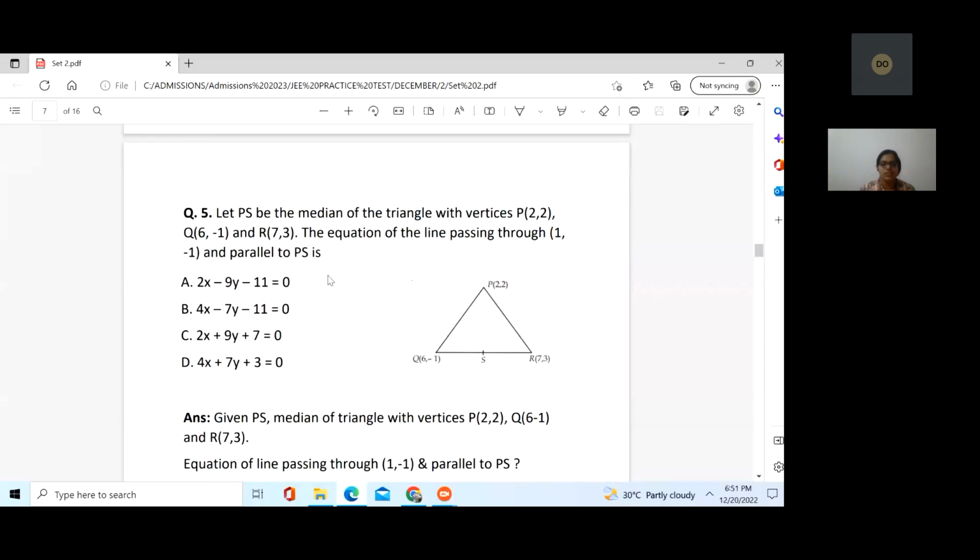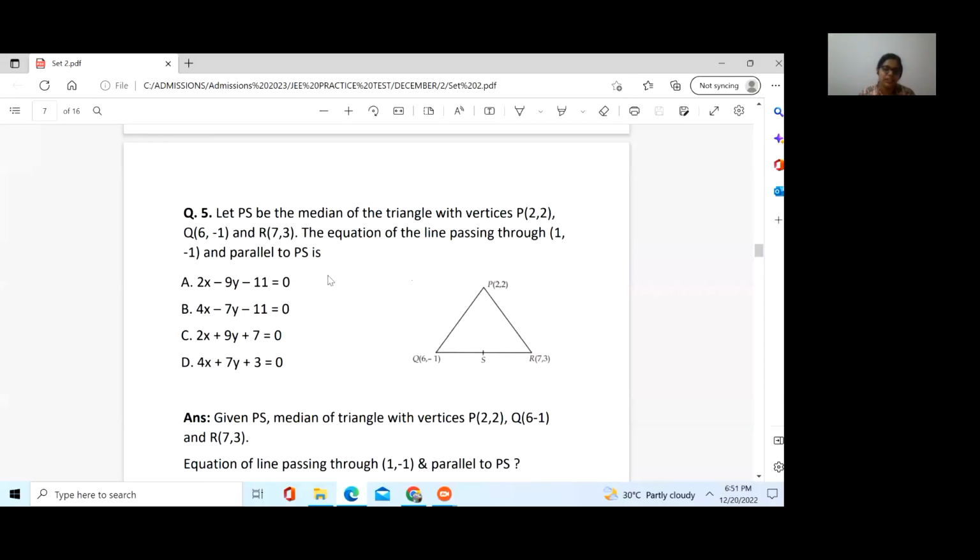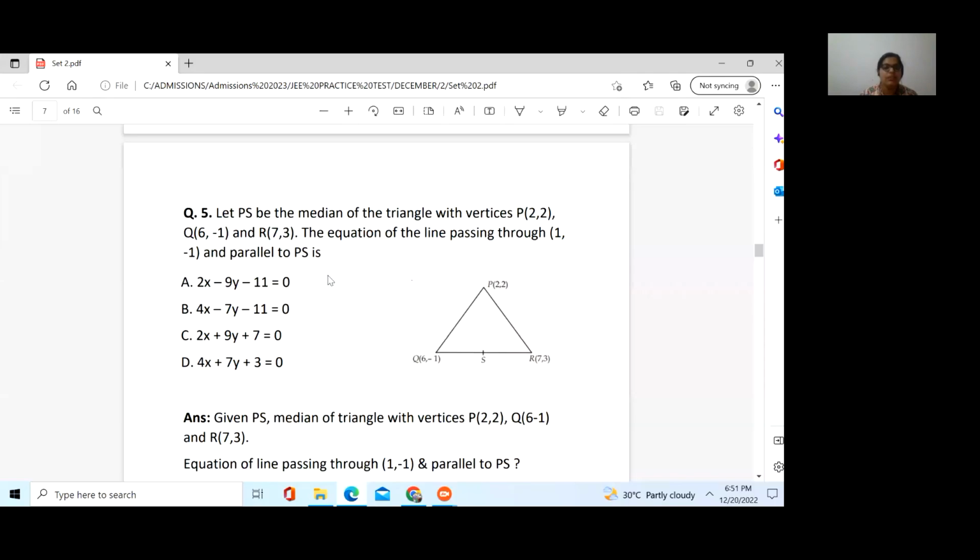So here also you could see there are only two answers. If you are solving this problem in some way, you'll be able to get these two answers. See, only the signs are different here. Option A is 2x minus 9y minus 11 equal to 0. Option B is 4x minus 7y minus 11 equal to 0. Option C is 2x plus 9y plus 7 equal to 0. Option D is 4x plus 7y plus 3 equal to 0.